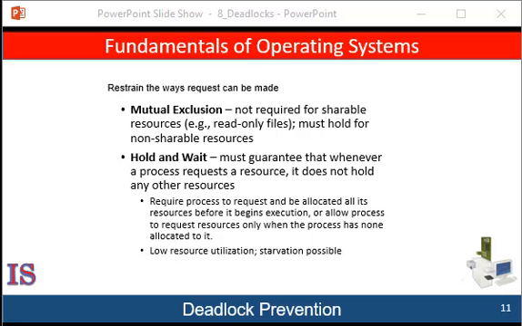As I just mentioned, for a deadlock to occur, each of those four necessary conditions must hold. That is, mutual exclusion, hold and wait, no preemption, and circular wait. By ensuring that at least one of these conditions cannot hold, we can prevent the occurrence of a deadlock. Let's elaborate on this approach by examining each of the four necessary conditions separately.